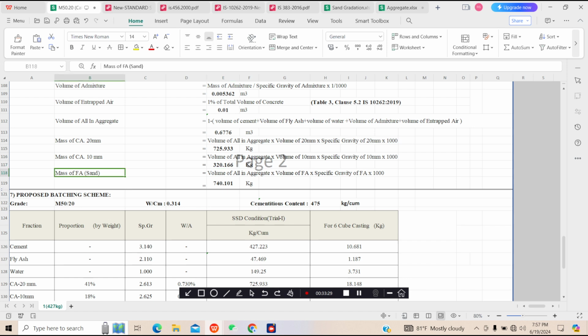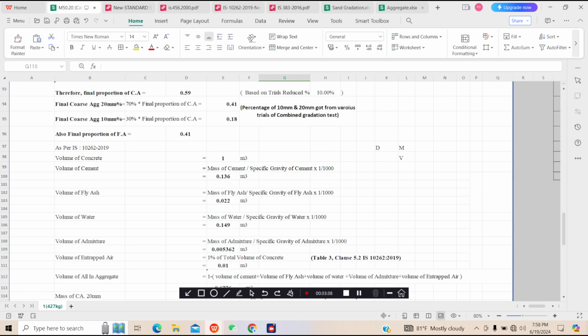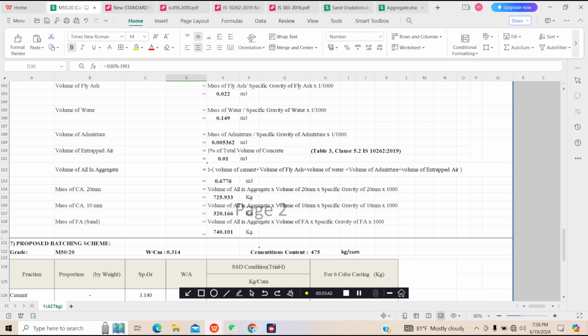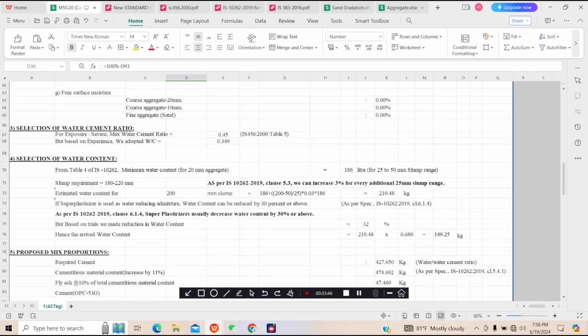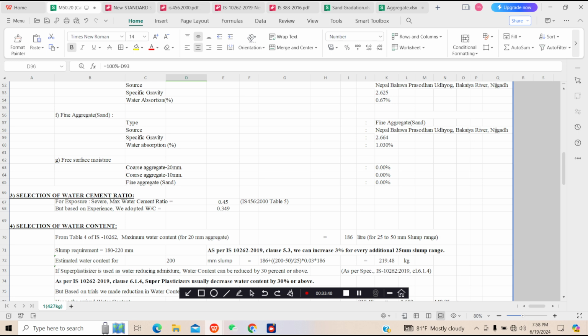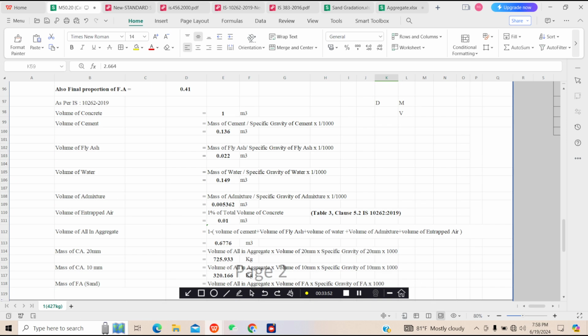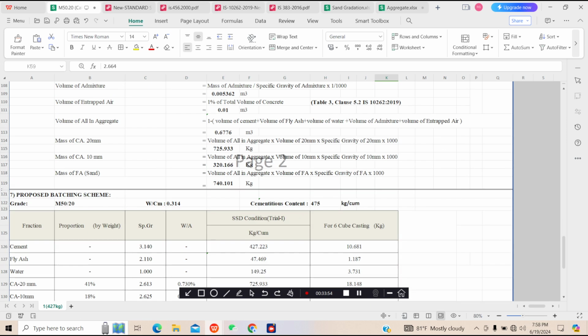Same is with the mass of sand. For the volume of total aggregate, it's the same: 0.6776 into volume of fine aggregate. Volume of fine aggregate here we have earlier calculated, which was 0.41, and into specific gravity of fine aggregate, which is 2.664, into 1000. If you multiply all these, we will get this much.